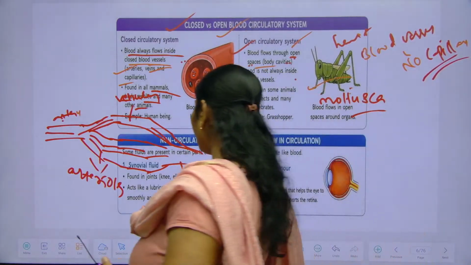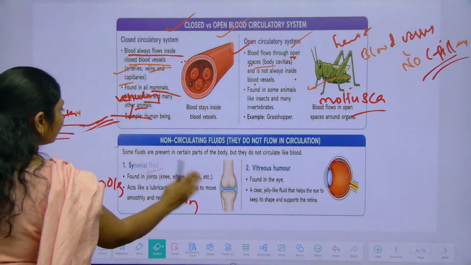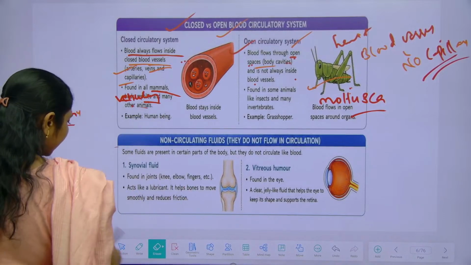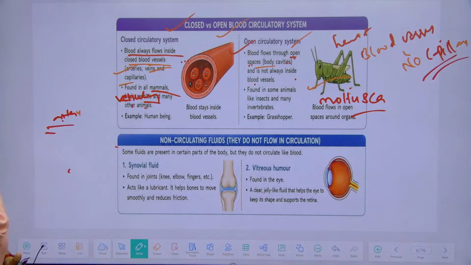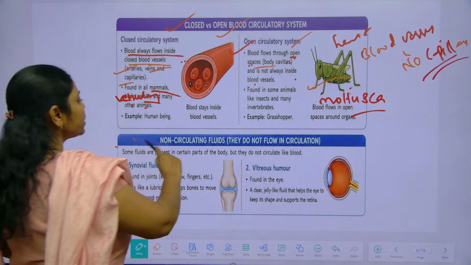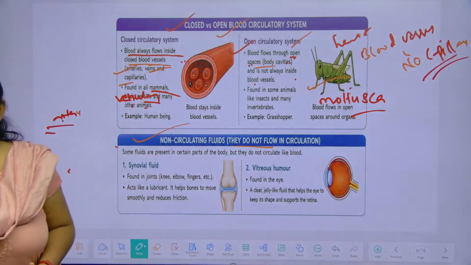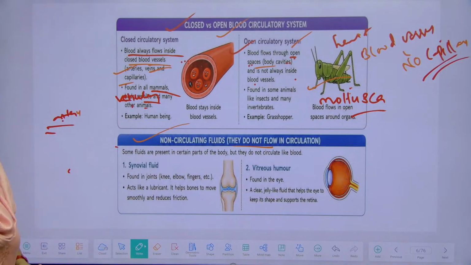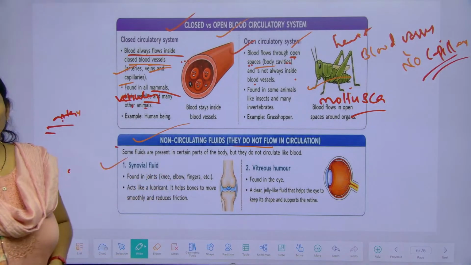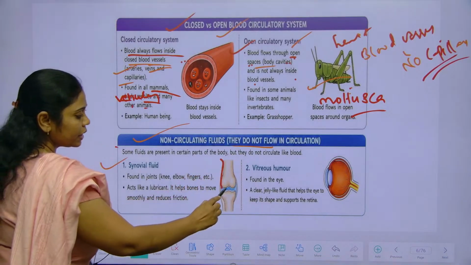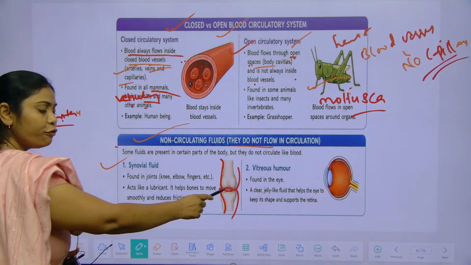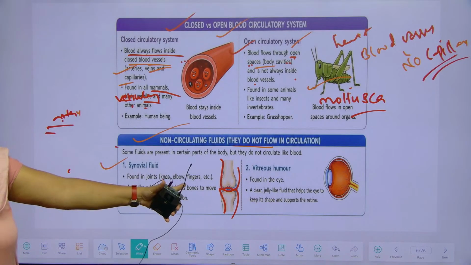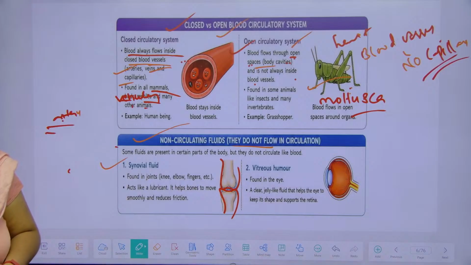Yeah, right. Along with that, some other non-circulatory fluids are also there. Circulatory means which can move, transport. So some non-circulatory fluids are also present; they won't flow, but the fluids are there. Example, synovial fluid. Where are they present? In the knee region, between the joints. Okay. So it is also fluid only, but it helps for lubrication, reducing the friction between the bones.